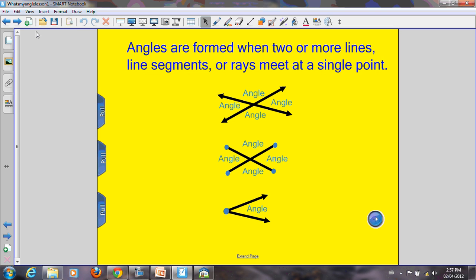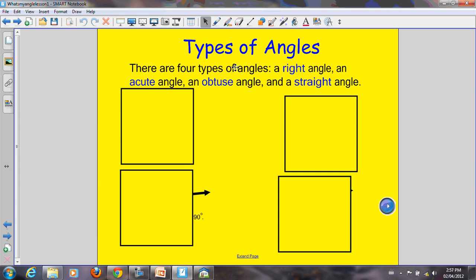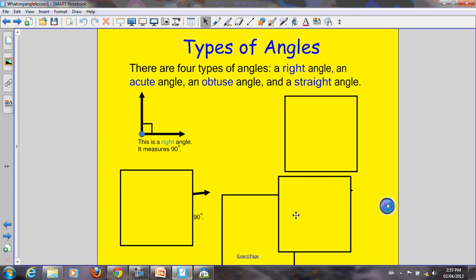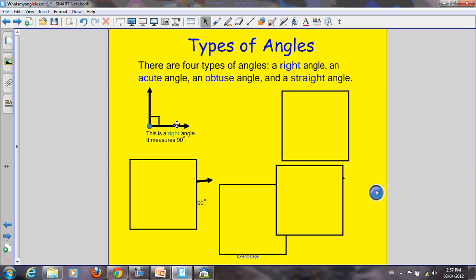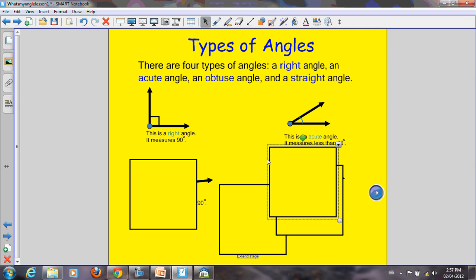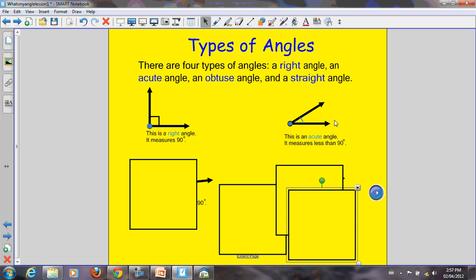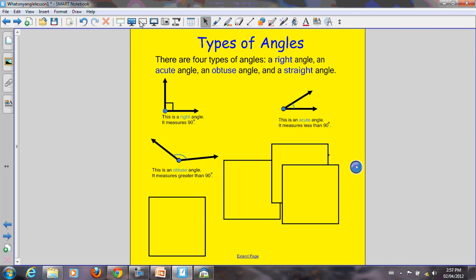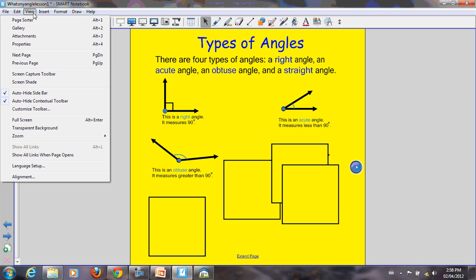So they're all angles. There are four types of angles. You might have seen them back in grade 5 or 6 as well. We've got a right angle, and if I move this box, a right angle is like a corner. It's a perfect 90 degrees. Then we have an acute angle, and that is an angle that is less than a corner, or less than 90 degrees. After that, we have an obtuse angle. That is an angle that is greater than 90 degrees. So anytime you take a perfect corner and you widen it up a bit, that would be an obtuse angle.